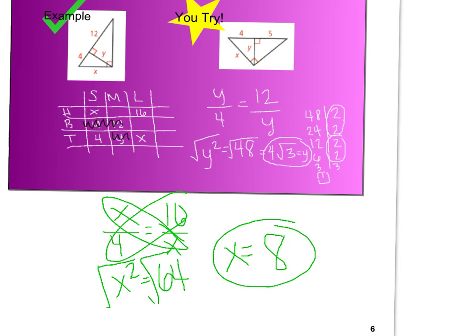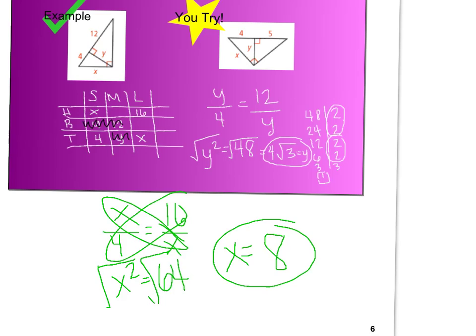Here, my y and my 4 were together, my 12 and my y were together. That's what I ended up using. For my x, I didn't want to use y, so those were gone, and I needed something in the same column, which left me with x over 4 and 16 over x being equal. So you see this nice proportion pop up for us.